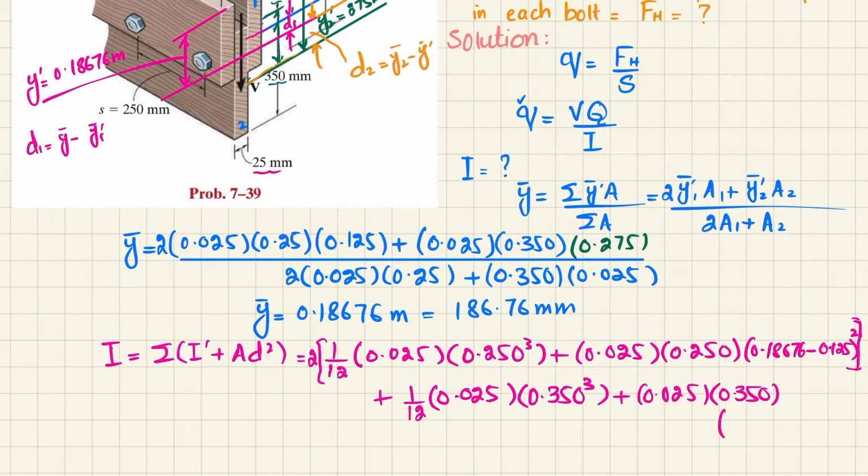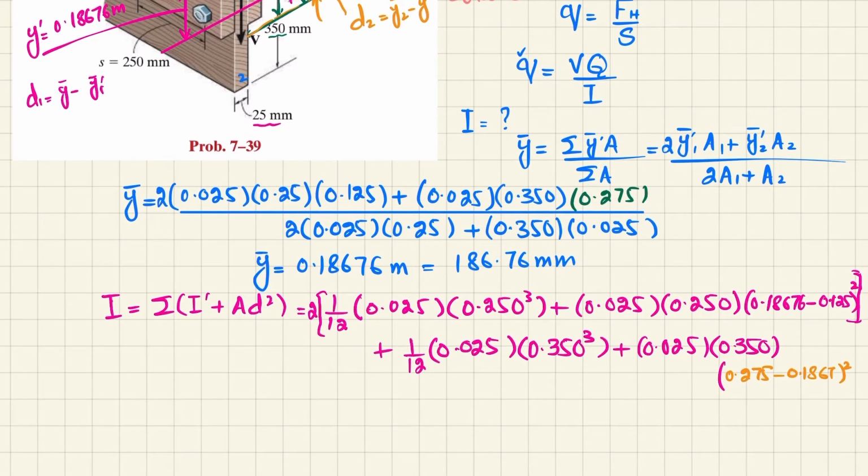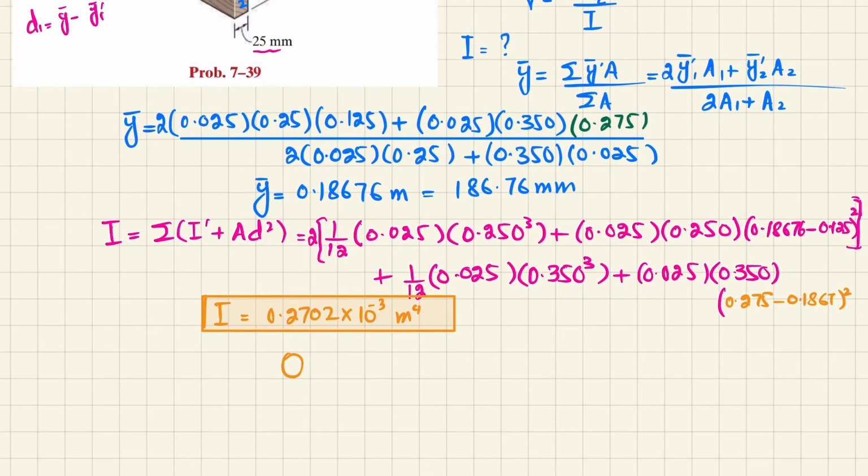So I will write the value of d2. y2 dash is actually 0.275 minus y dash is 0.1867 whole square. So again, when you solve this, you will get I equal to 0.2702 into 10 raised to power minus 3 cubic meter power 4. Okay. Now we will find Q as well.